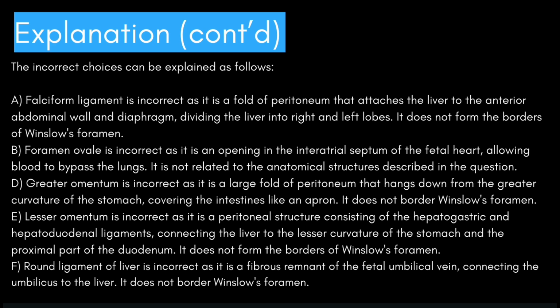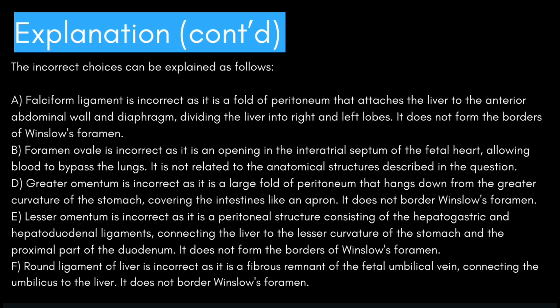Greater omentum is incorrect as it is a large fold of peritoneum that hangs down from the greater curvature of the stomach, covering the intestines like an apron. It does not border Winslow's foramen. Lesser omentum is incorrect as it is a peritoneal structure consisting of the hepatogastric and hepatoduodenal ligaments, connecting the liver to the lesser curvature of the stomach and the proximal part of the duodenum. It does not form the borders of Winslow's foramen.